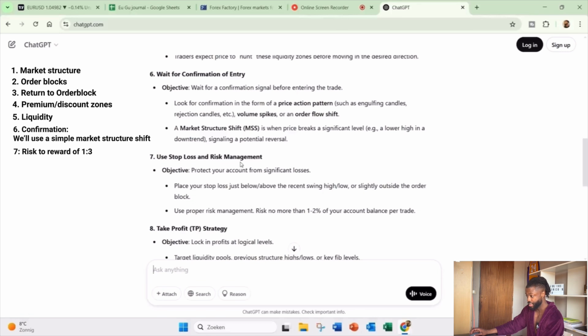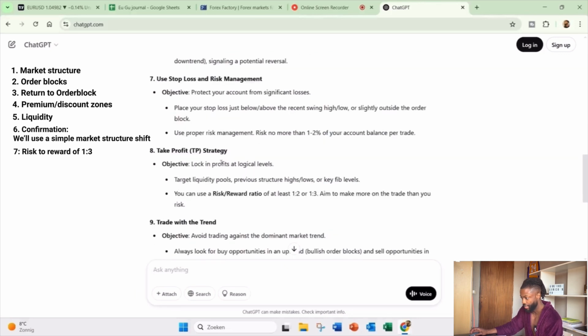7. Use stop loss and risk management. Place your stop loss just below, above the recent swing high low, or slightly outside the order block. Use proper risk management. Risk no more than 1-2% of your balance per trade. Okay. Then 8. Take profit.